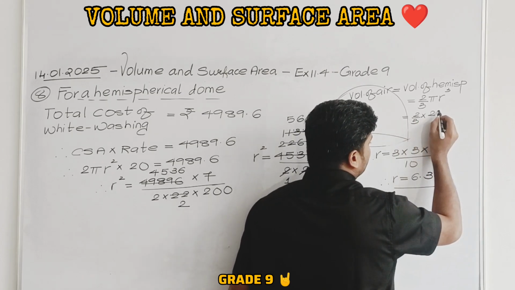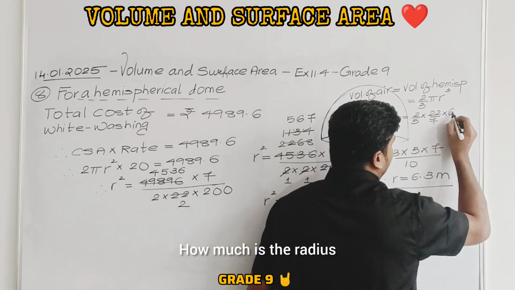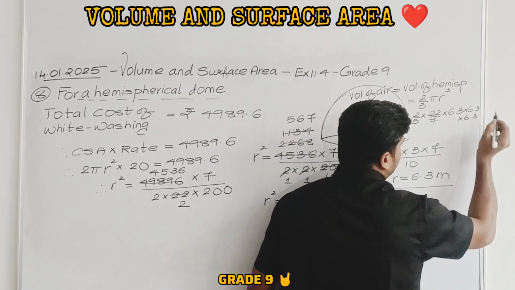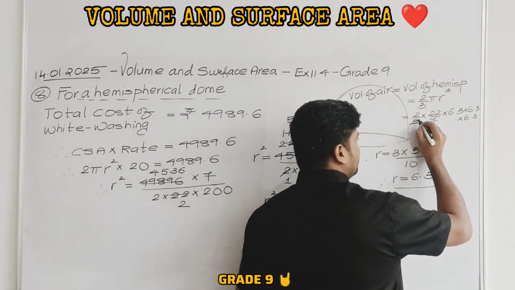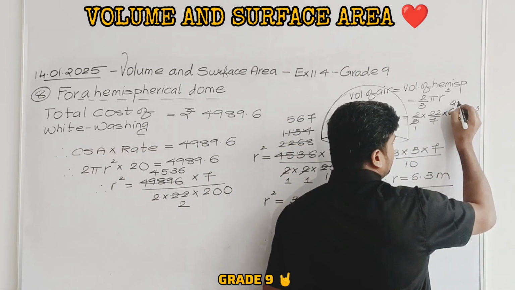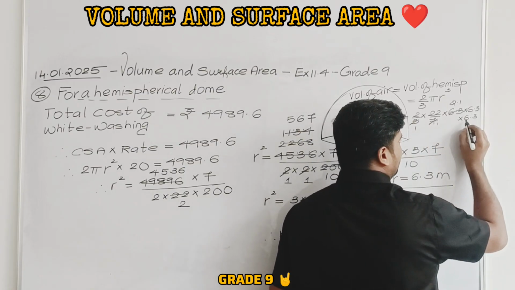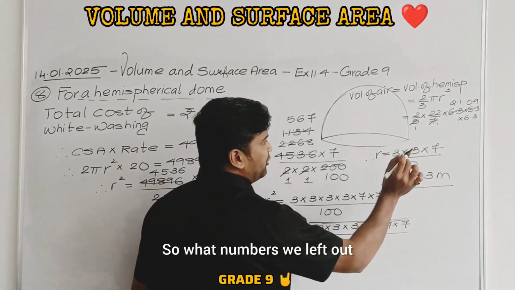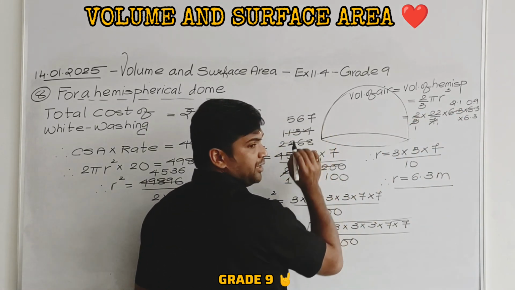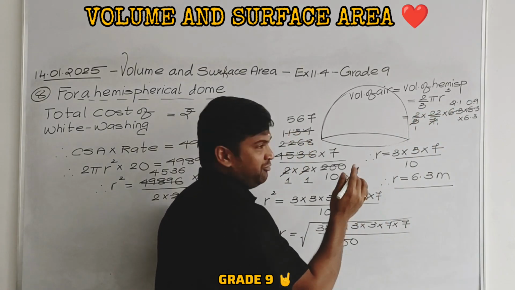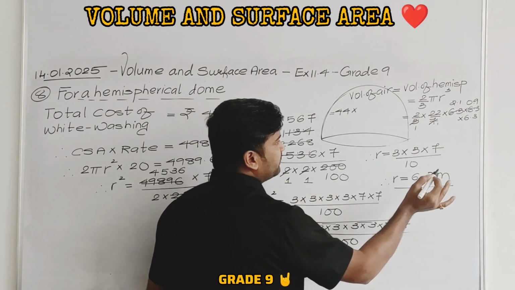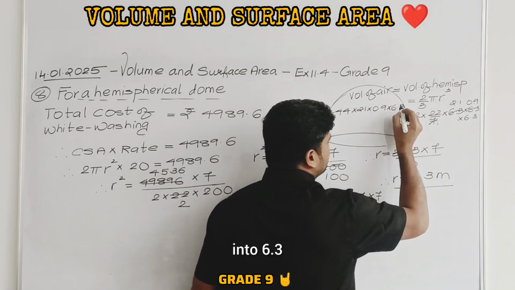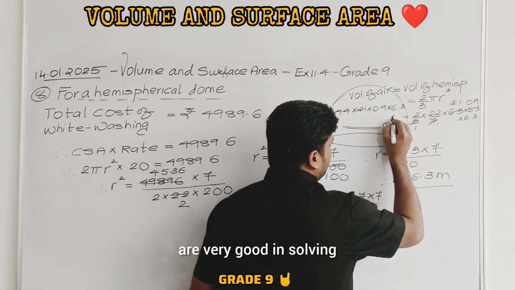Quickly help me, so I'll keep 2 by 3. What is pi value? 22 by 7. How much is the radius? 6.3 into 6.3 into 6.3. Careful, bacha. See, 3 one time. 3 into 6.3 is 2.1. Very good. And 7 ones are 7 and 7 9s are 63, 0.9. So what numbers we left out now? What is 2 22s are? 44. So 44 into 2.1 into 0.9 into 6.3.